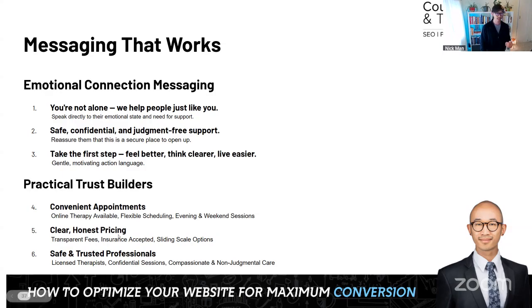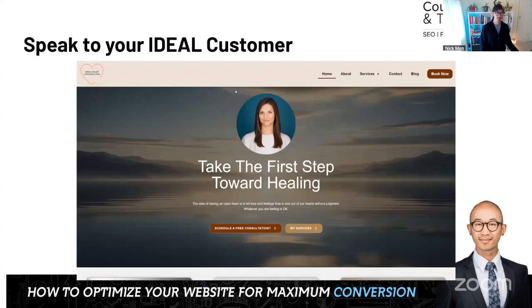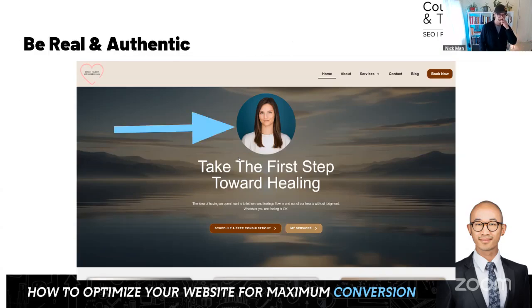The convenient appointments, whether it's through JaneApp or Calendly or other flexible scheduling apps, and clear and honest pricing as much as you can. I know there are sliding scale options, but you also want to talk about the licensed therapist, their accreditations, what they specialize in, and so on. So, for example, one of our clients, Karen from Open Heart Counseling: "Take the first step towards healing." That's the big benefit. That's what she's aiming for.